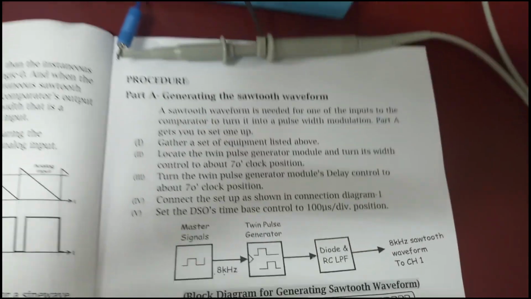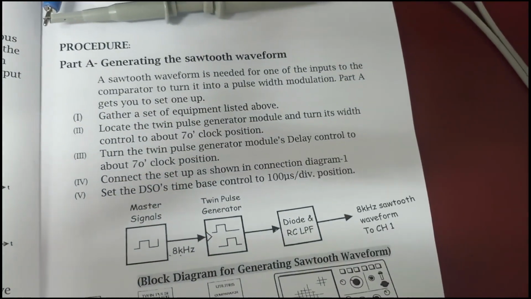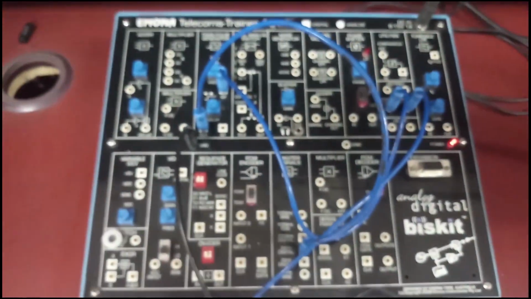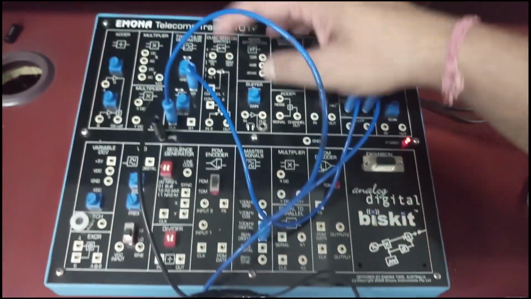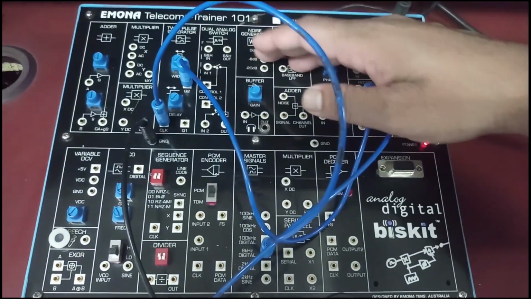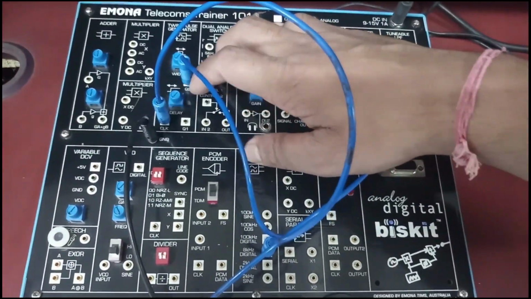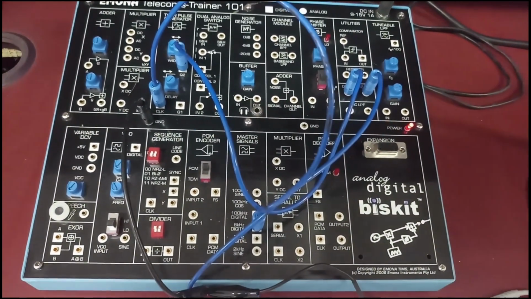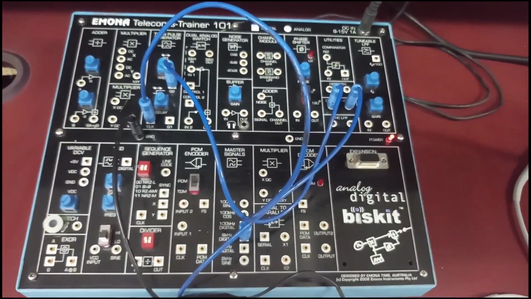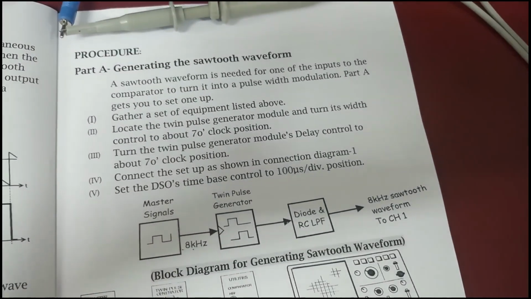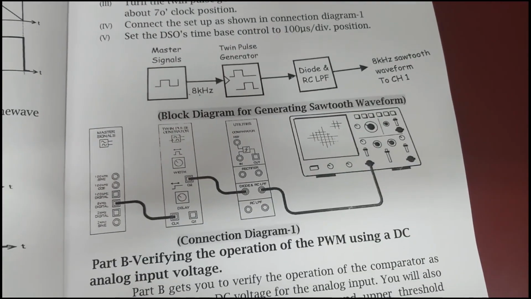Gather a set of equipment, locate the twin pulse generator module, and turn its width control anti-clockwise to about the 7 o'clock position, and the delay control switch to the 7 o'clock position anti-clockwise, and set the DSO's time-base control to 100 microseconds per division, and make the connections as per the connection diagram. In this way you have to generate a sawtooth waveform.